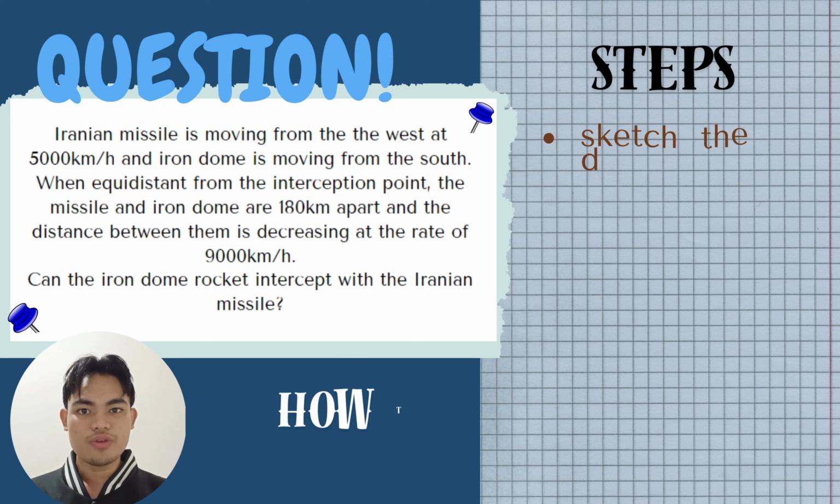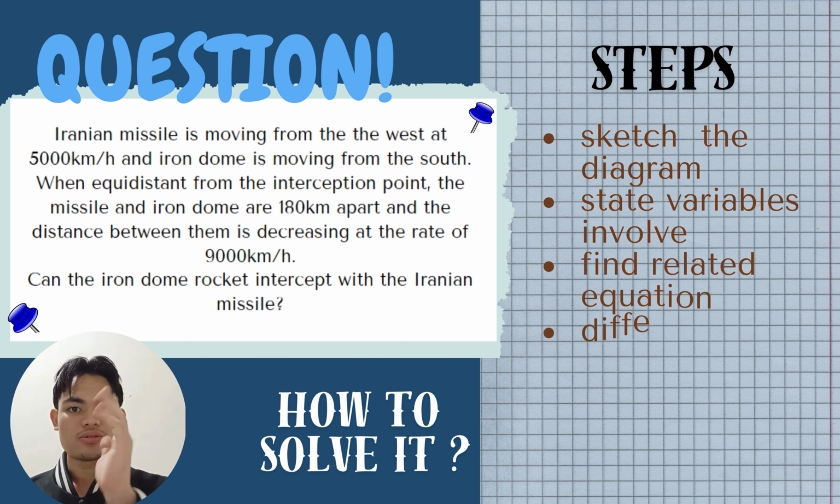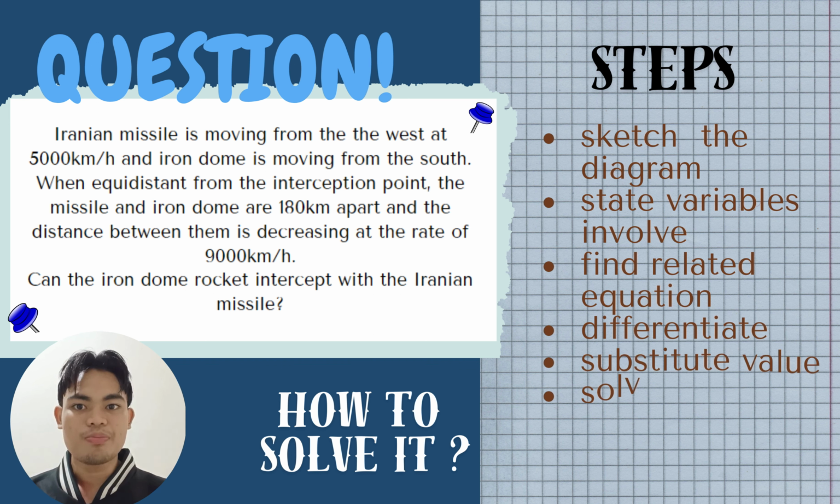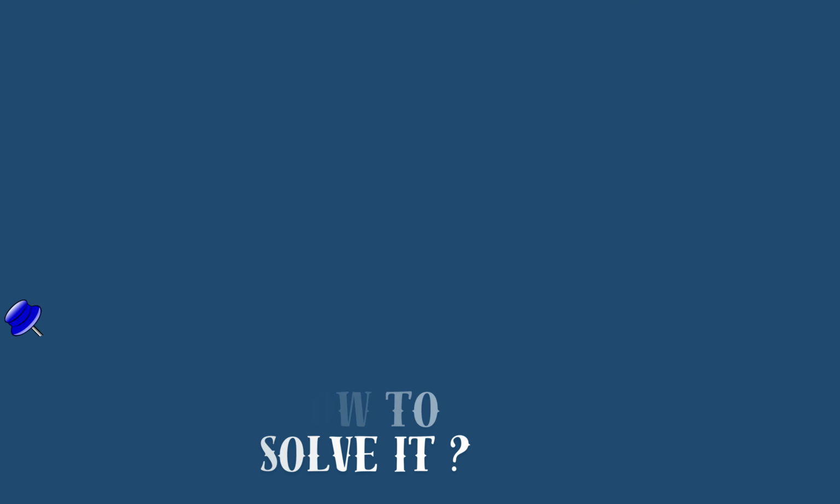An Iranian missile is moving from the west at 5,000 km per hour, and the Iron Dome rocket is moving from the south. When equidistant from the intersection point, the missile and Iron Dome are 180 km apart, and the distance between them is decreasing at the rate of 9,000 km per hour. Can the Iron Dome rocket intercept the Iranian missile?